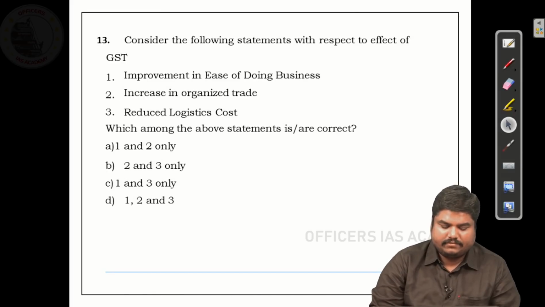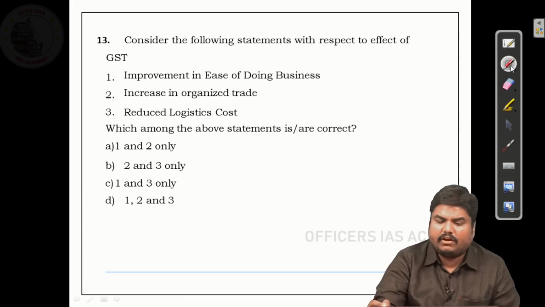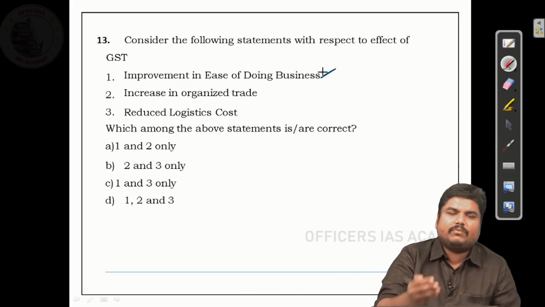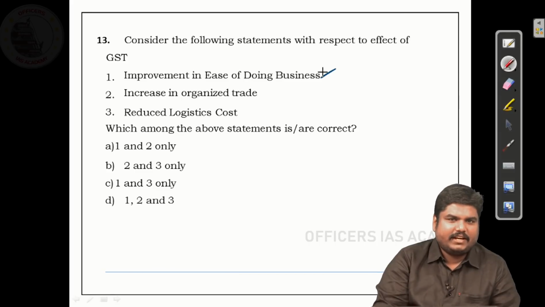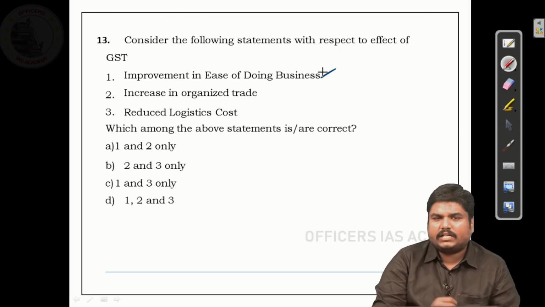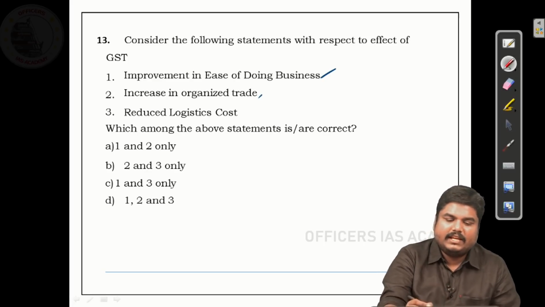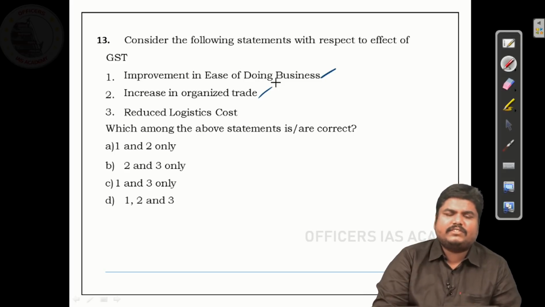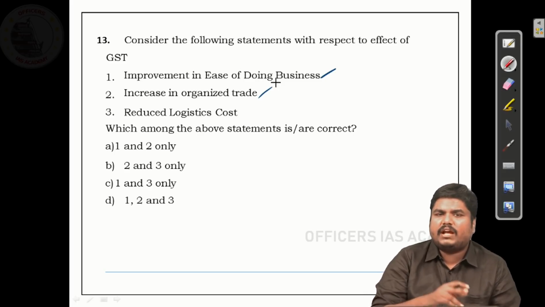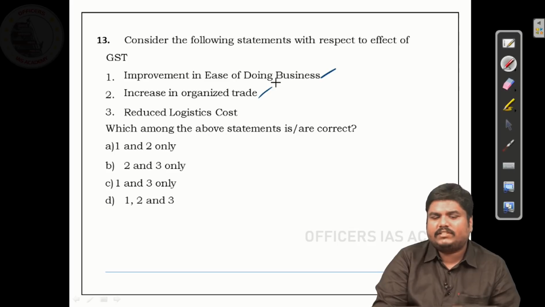Right. Question number 13. This is regarding the effect of GST. Improvement in ease of doing business. See, one nation, one taxation, right. Earlier, business firms were finding it difficult to adapt to the taxation rules in different states. Now, throughout the country there is going to be one indirect taxation. So, that is going to increase the ease of doing business. Increase in organized trade: to get the input tax credit you have to be a part of this GST, right. So, that is increasing the organized trade, right.